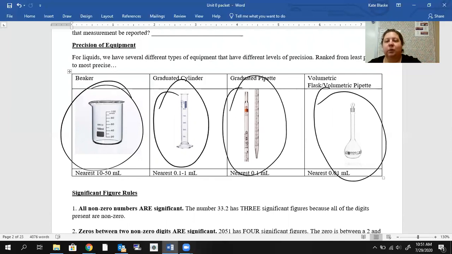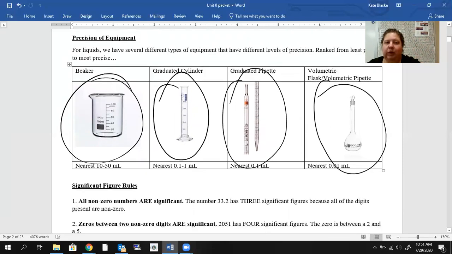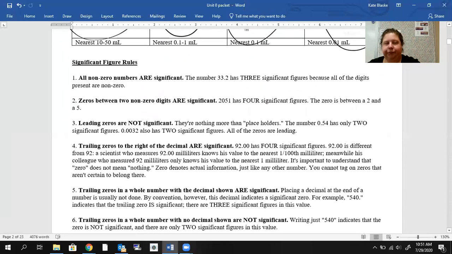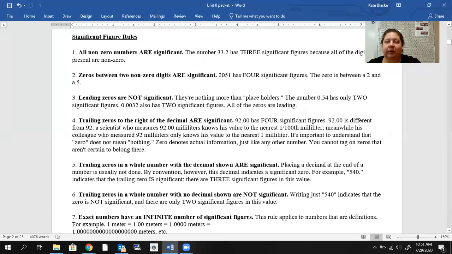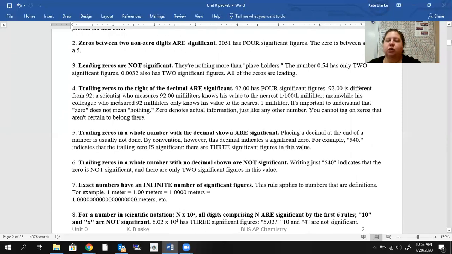Now, when we're doing math with these measurements, we need to pay attention to all the sig fig rules. Basically what this says is that if you write down a number that's not a 0, guaranteed it's going to be significant. Zeros are really the only place that things get wonky. Zeros sandwiched between 2 non-zero numbers are significant. Leading zeros are not significant. So if it says 0.000, none of those leading zeros are significant.